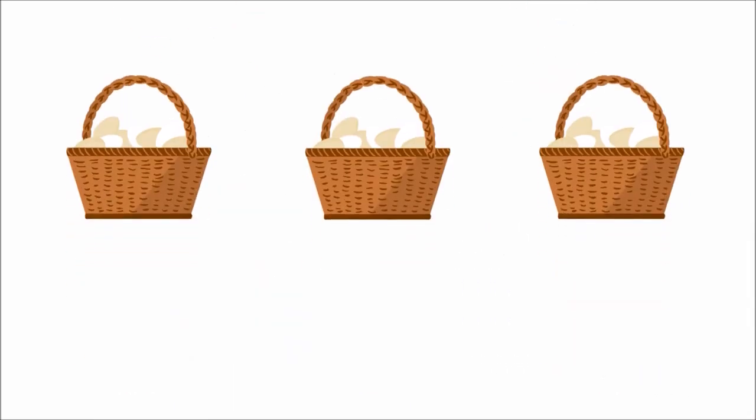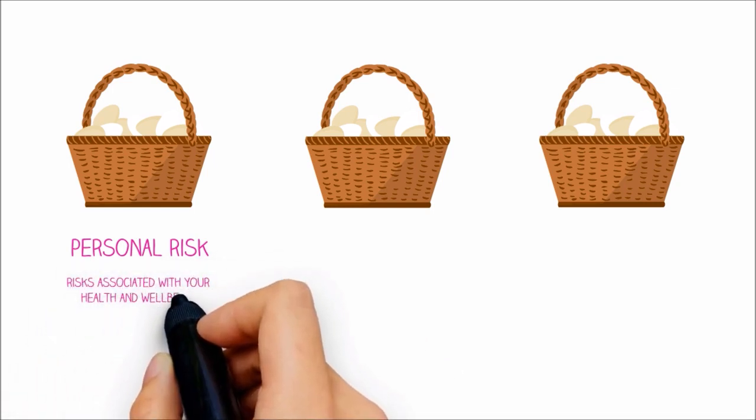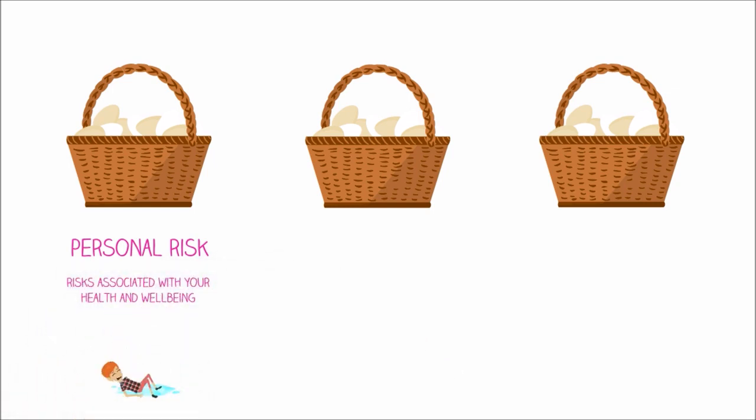feet. So as a way to help you identify what some current risks in your life are, we can categorize risk into three main baskets. The first is personal risk. So these are the risks associated with your health and well-being, such as sickness or injury, like the example I mentioned before about the broken ankle.